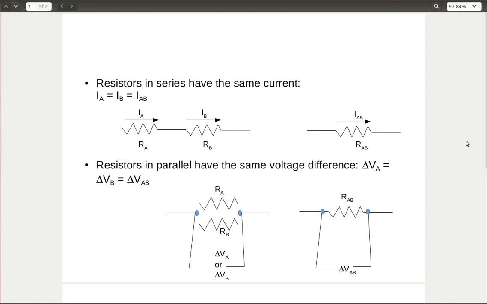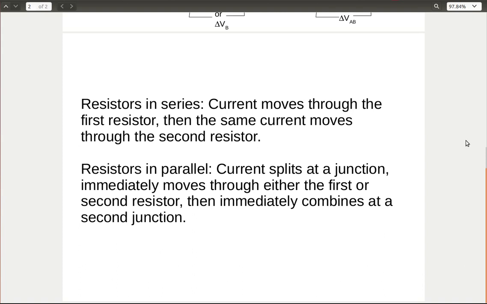You can treat RA and RB as merged together to get a combined resistance. It's a little more complicated to understand what it means to combine two resistors in parallel, and one consequence of that is that the equation is more complicated. Resistors in parallel have that 1 over R plus 1 over R plus 1 over R rule for combining their resistance.